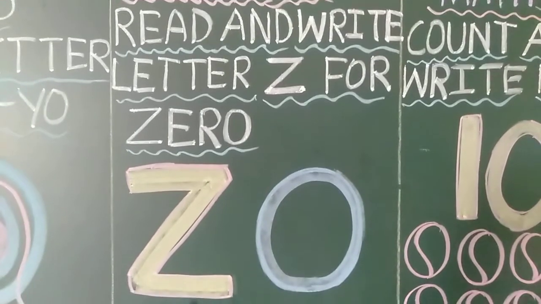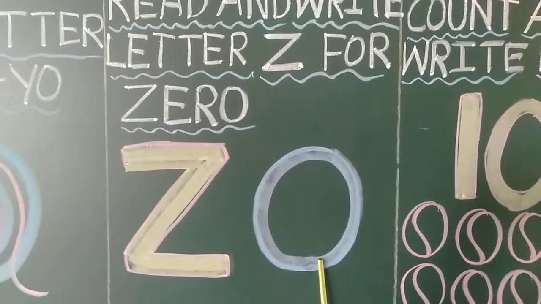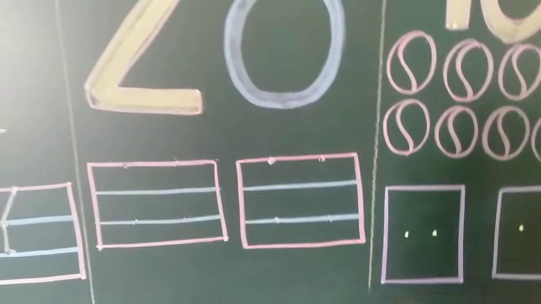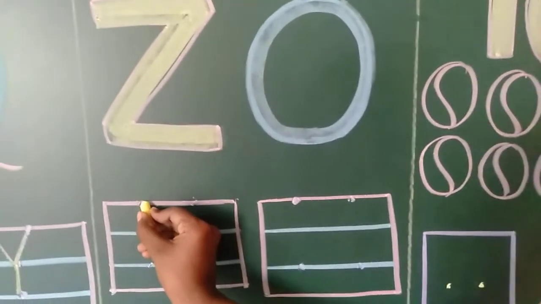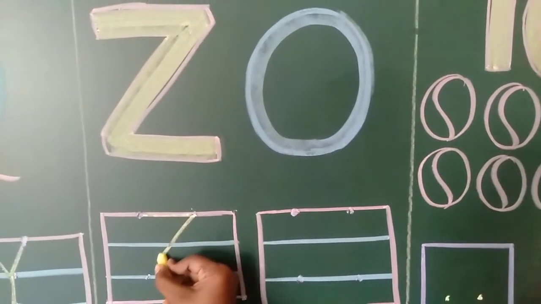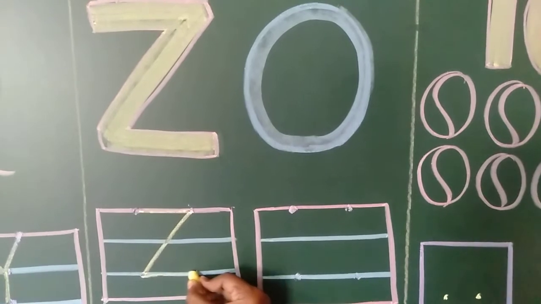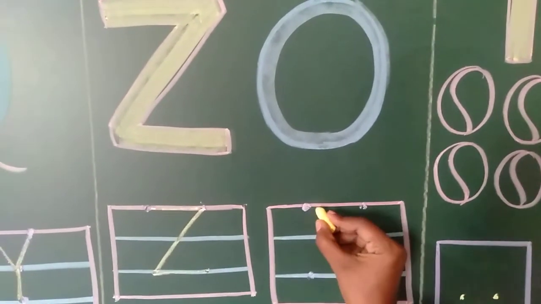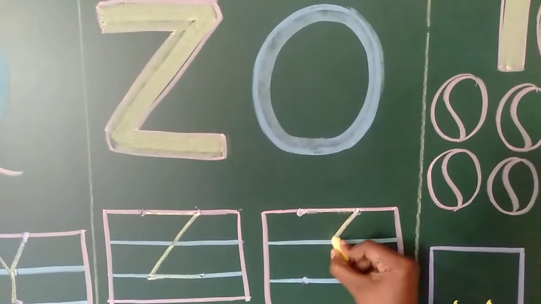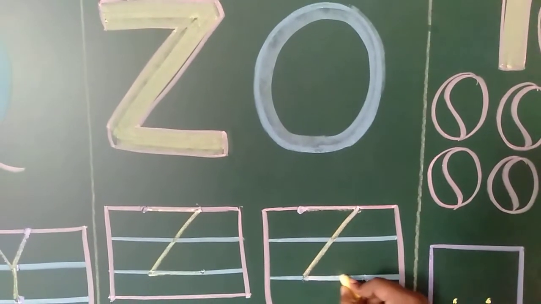Which letter are we going to write? Z for zero. Z for zero. Now we will see how to write with the help of dots. See, sleeping line, slanting line, sleeping line. Okay? One more time. Sleeping line, slanting line, sleeping line.